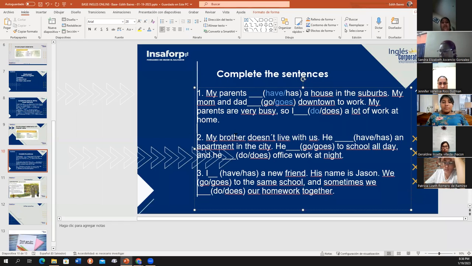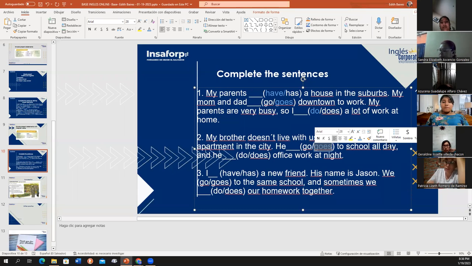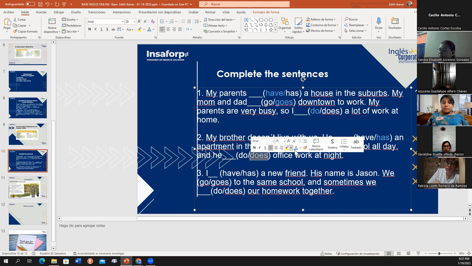Azucena Guadalupe. My brother doesn't live with us. He have or has? Has. He has an apartment in the city. He go or goes? Goes. Okay, he goes to school all day and he? Cecilio Antonio, he do or does? Does. Okay, he does office work at night.